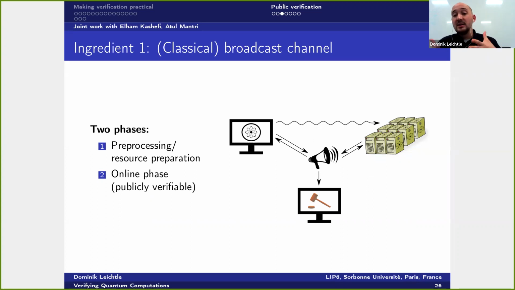On the other hand, since the first stage is only some kind of initialization phase, resource preparation, it is not going to depend on the input of the client. It's not going to depend on the computation that we want to perform. So this is really just distributing resources over the quantum channel.